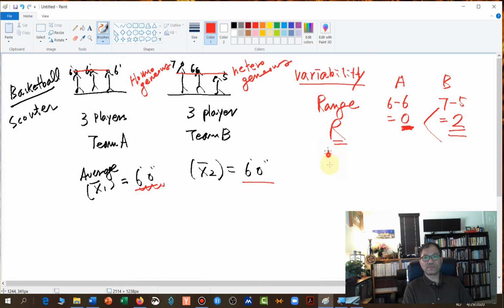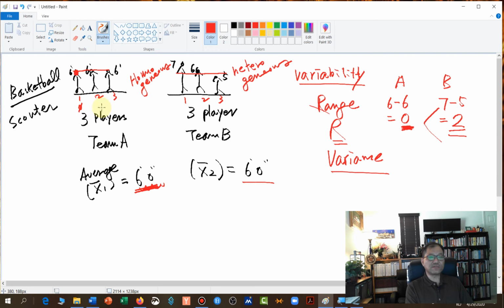Next, variance. The numbers, what is the average? 6. Team A, player 1, 2, 3. Where is the mean? 6. What about the first player? Is he or she different from the average? No, there is no variance.